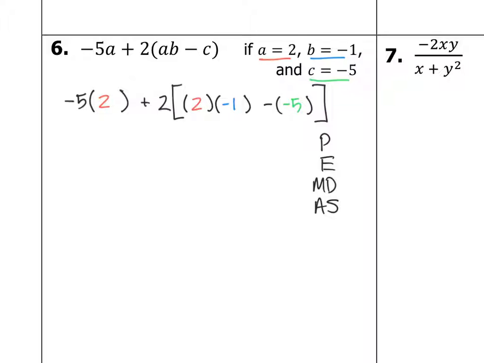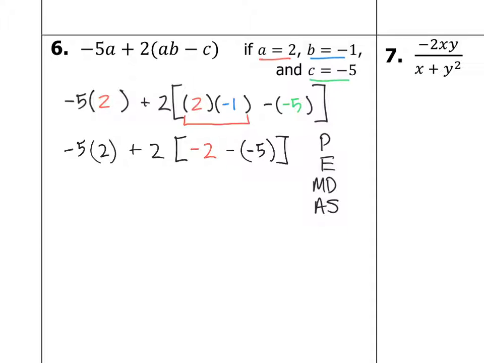For this problem, I do need to start with what's inside my grouping symbols. In this case, I have brackets. And so I'm going to look inside those grouping symbols here, and I see that I have both multiplication and subtraction. I need to start with my multiplication. So I'm going to start by taking 2 times negative 1, which gives me negative 2. So this is negative 2 minus negative 5. And then everything else I'm just going to bring down.